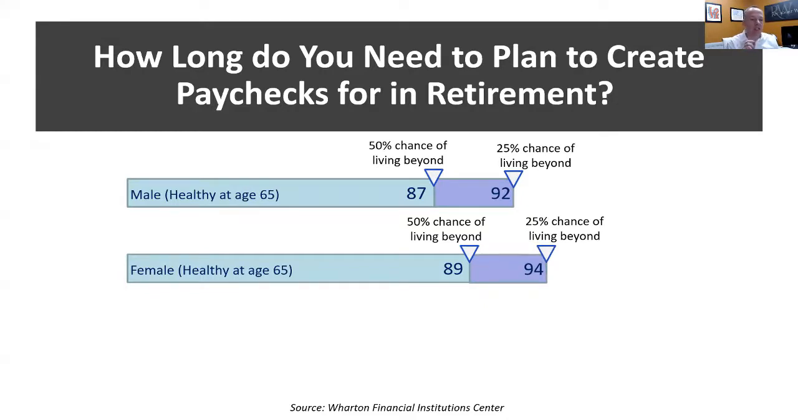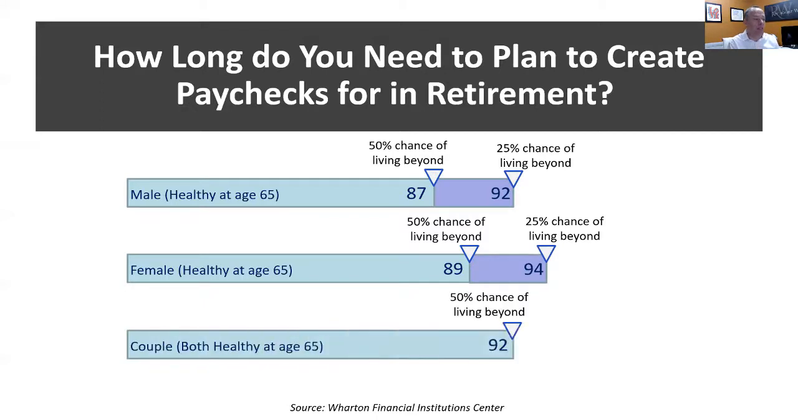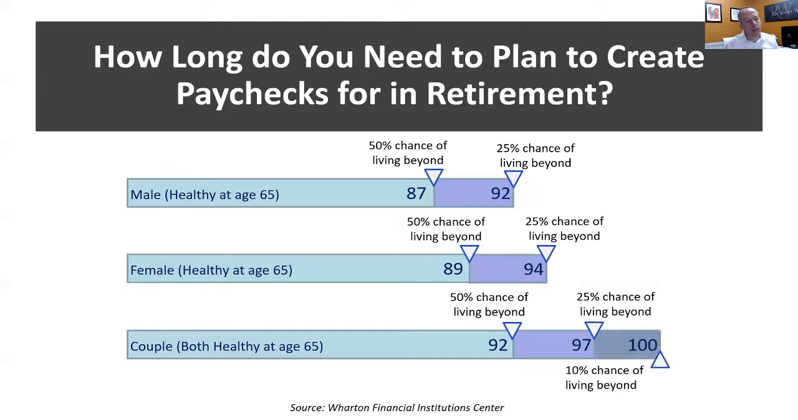An interesting statistic is that if you have a couple at age 65, there's a 50% chance of at least one of them living beyond age 92 and a 25% chance of living into their late 90s. There's even a statistic that says 1 in 10 will live beyond age 100. Yep, 1 in 10 will make it to 100. That's a long time to be collecting paychecks from Social Security.